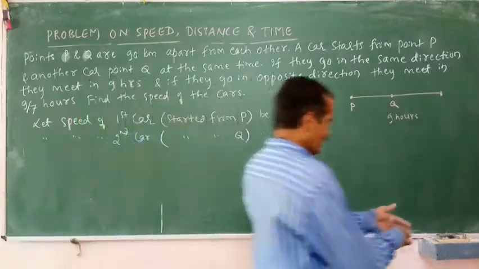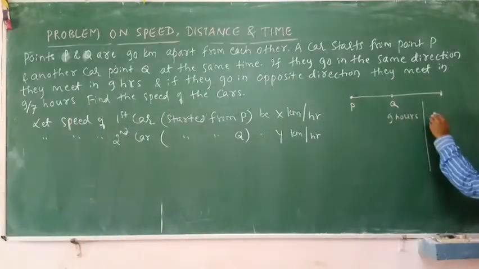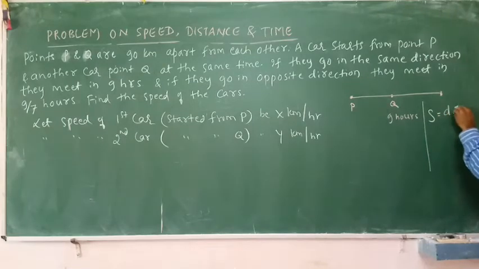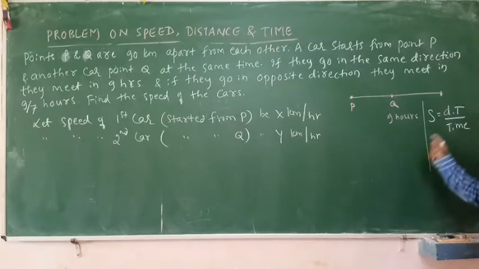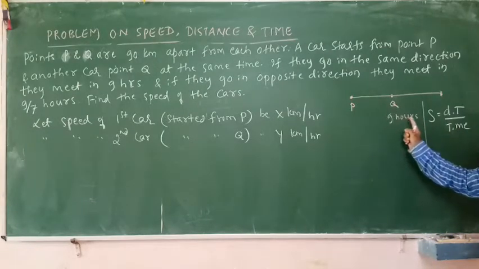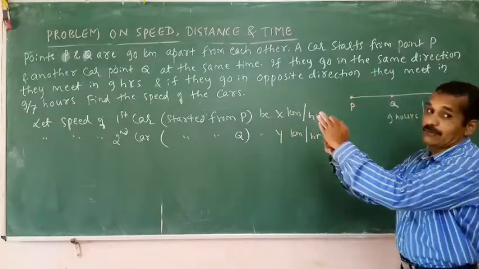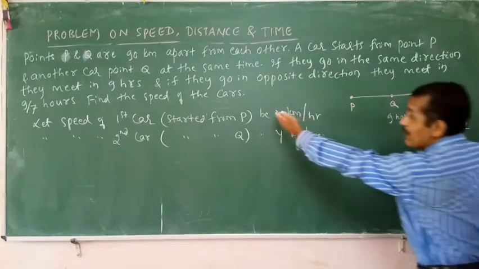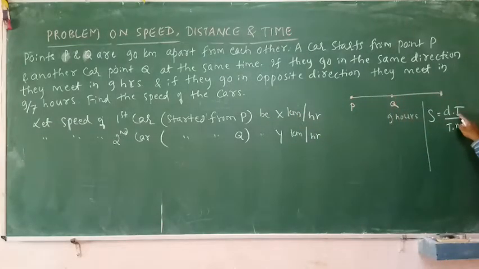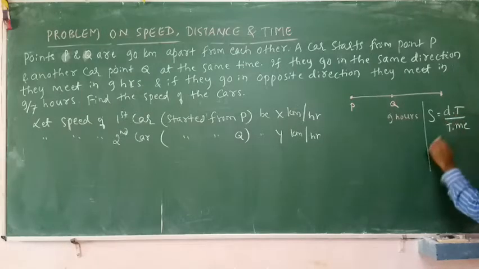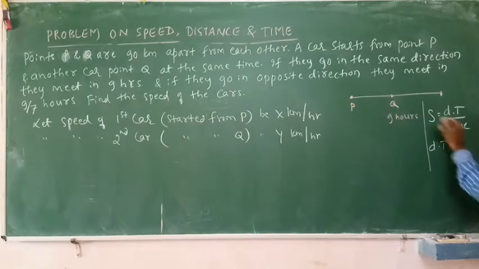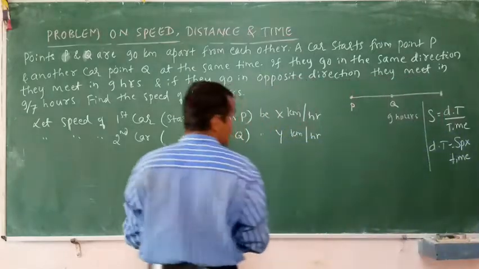Again we are going for the formula. Speed is equal to distance travelled by time. But now the case is different. We know the time. They have travelled for 9 hours. The first car also travelled for 9 hours, and the second car also travelled for 9 hours. That means time is known. Speed we have taken. We don't know the distance travelled. So I will modify the formula. Distance travelled is equal to speed into time.